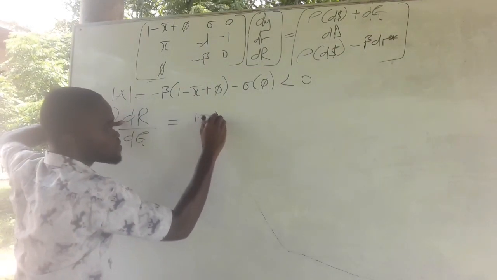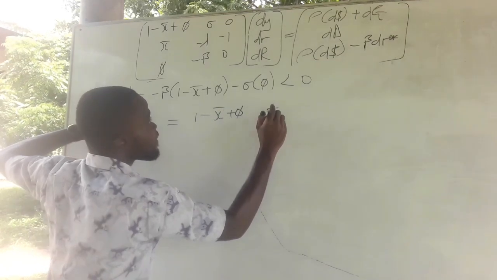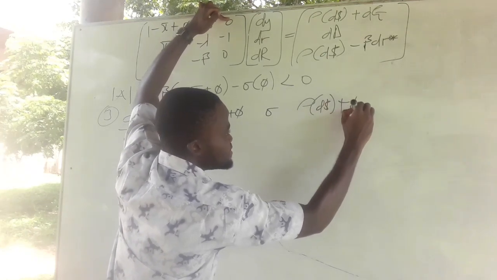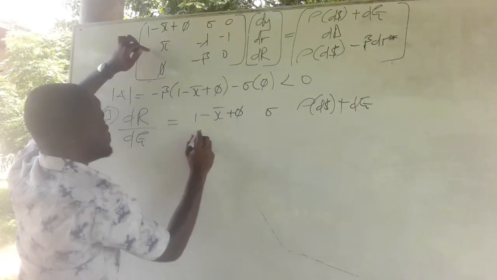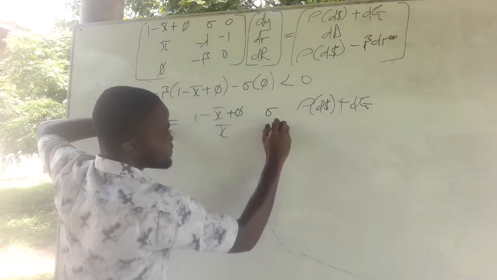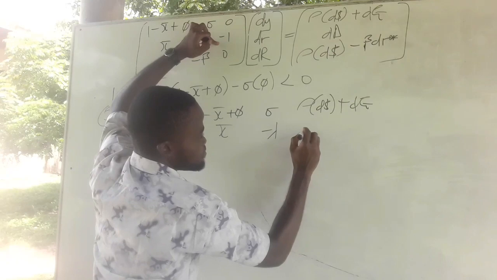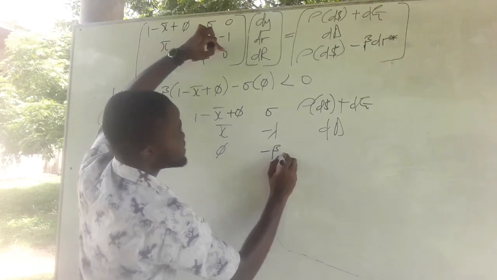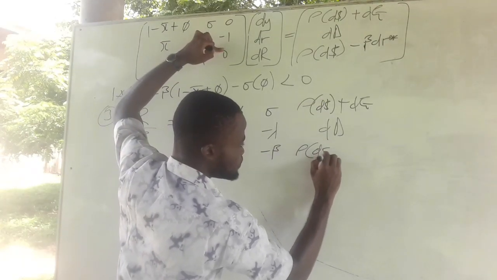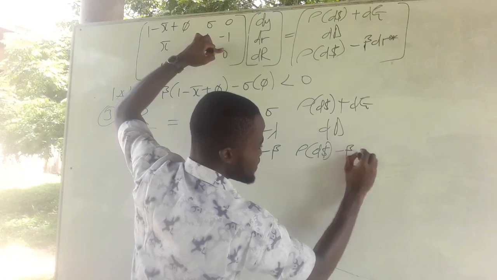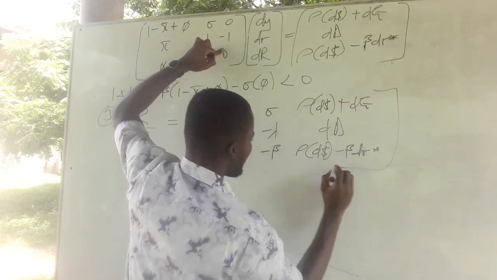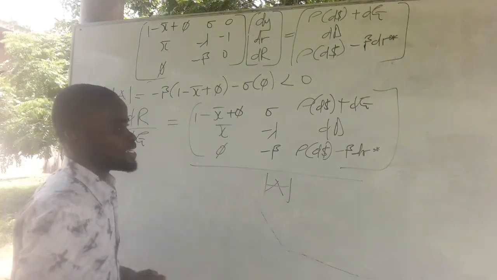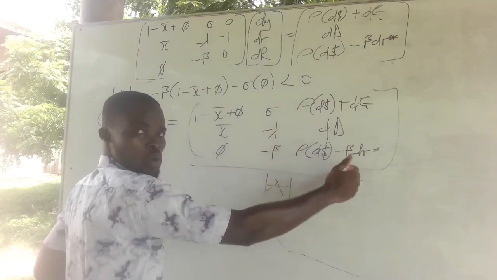So we maintain the first one, sigma. Instead of 0, you replace it with D plus the G by negative lambda. Then instead of negative 1, you replace it with the big D, theta, negative beta. Instead of 0, you replace it with D, rho d dollar minus beta dr star, all divided by our determinant.